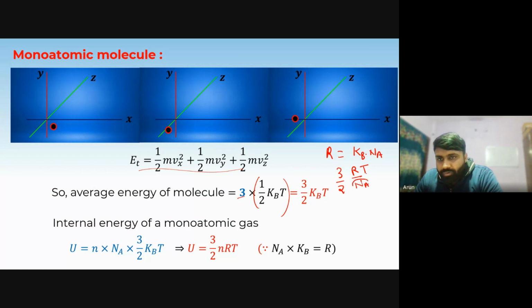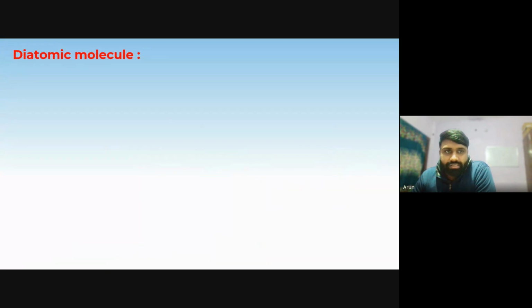Now, this is for one molecule. For the total number of molecules, we would multiply it with Na, because this is the total number of molecules in 1 mole of gas. So for 1 mole, we cancel it. That is why you have 3 by 2 nRT. You can put the value of n as 1 here. Okay, so you will have 3 by 2 RT.